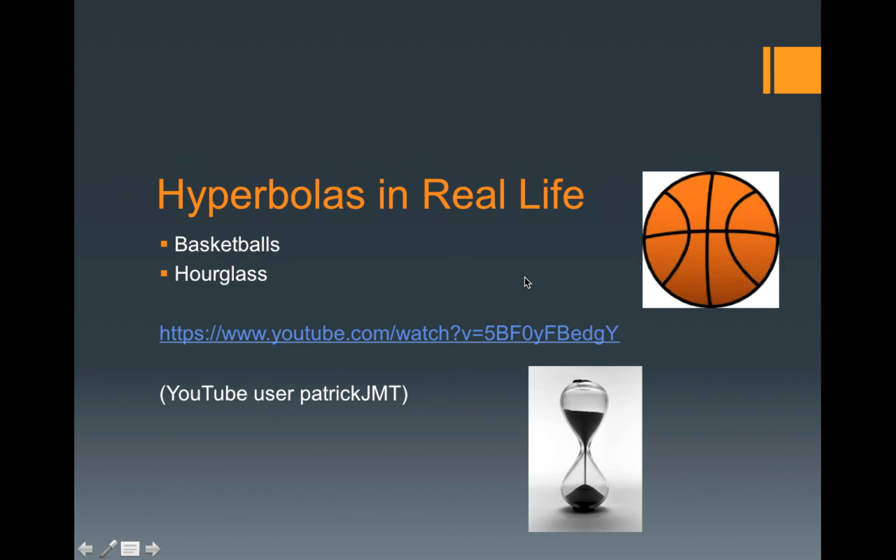Okay, so what are examples of hyperbolas in real life? Well, it might be harder to find, but basketballs are a very good example of a hyperbola. If you can see the two curves facing inwards, and if you don't have an extremely fancy hourglass, you can kind of see the curves like this.